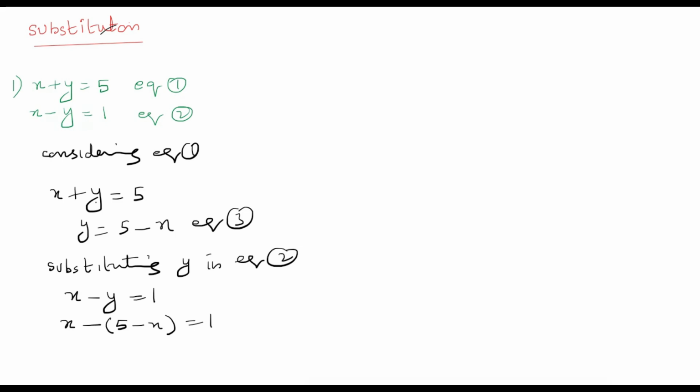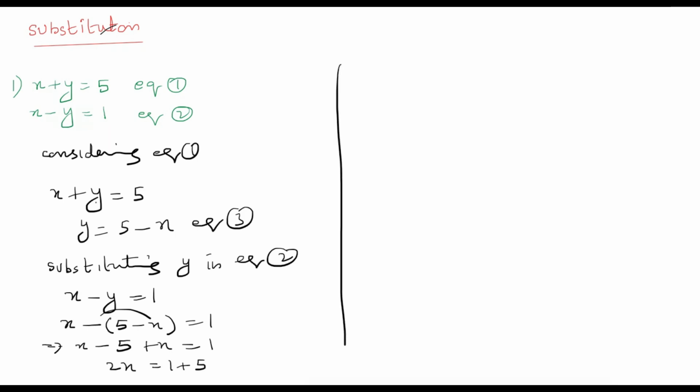So now I'll solve it. It will be x minus 5, and this minus minus will become plus, is equal to 1. x plus x is 2x. So 2x is equal to 1 plus 5. So finally, x is equal to 1 plus 5, which is 6, 6 upon 2, which is equal to 3. So now I got the value of x.